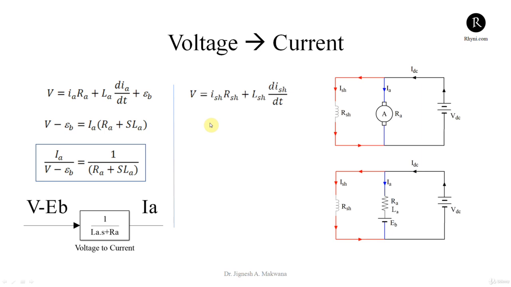Simply, if we write the same for the shunt winding, supply voltage is equal to ISH into RSH, plus if we also consider the inductance of the shunt winding, LSH into dISH by dt. But if we are only interested in the steady state value of current, because once we switch it on, after a fraction of a second the current will remain constant and it will always be V by RSH, because as long as we are not going to change this voltage, we are not interested in the field control, this current will remain constant, V by RSH.